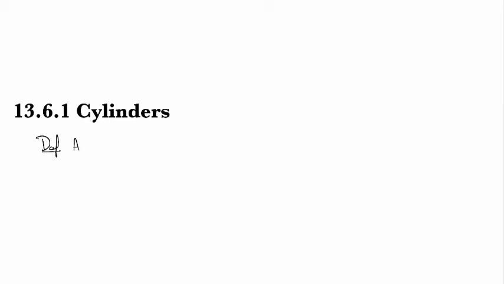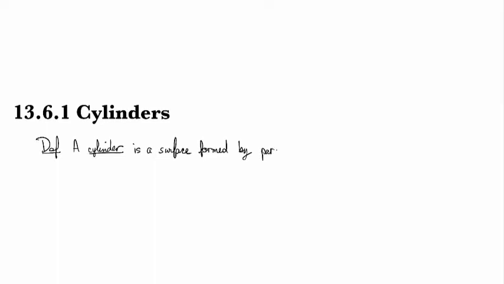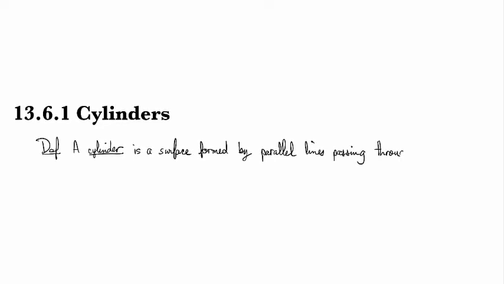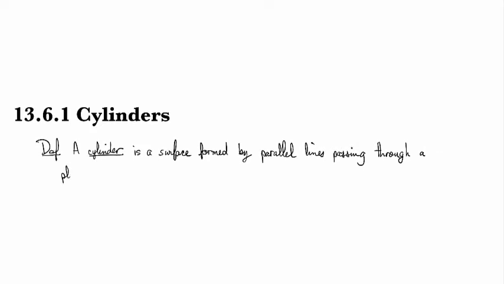So to begin with, let's define a cylinder. A cylinder is the surface that you get when you take a plane curve and you pass a whole bunch of parallel lines through it. So it's formed by parallel lines passing through a plane curve. Oops, not a line, a plane curve. No such thing as a line curve. All right.